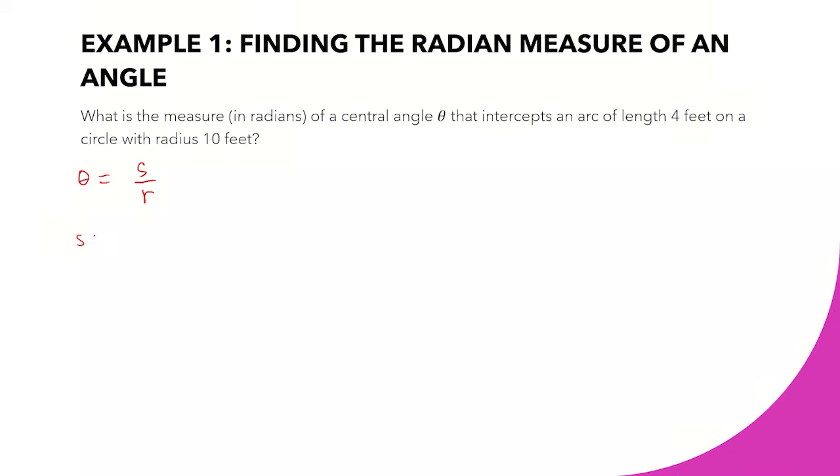So our S here is 4 feet, and our R is 10 feet. As a solution, S is 4, R is 10 feet. So that will give us 4 divided by 10, which is 0.4 radian.